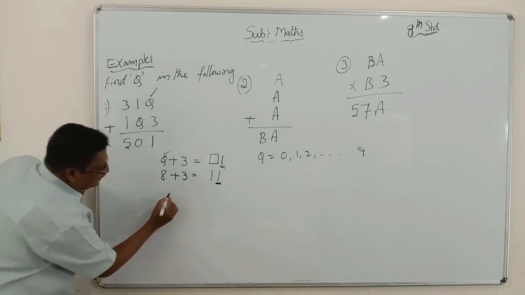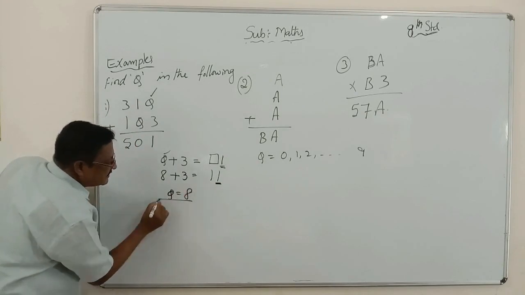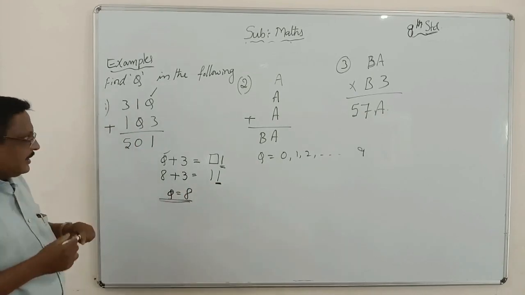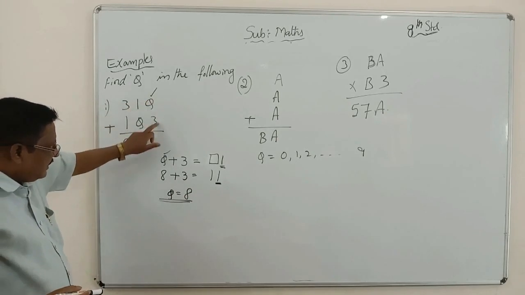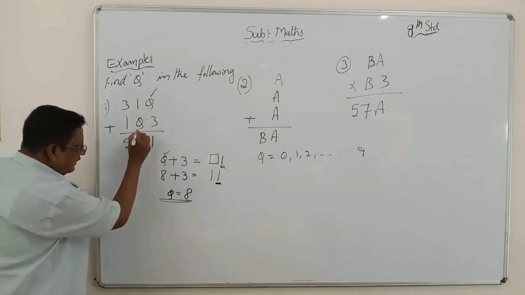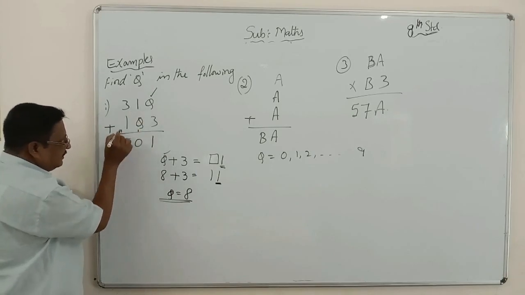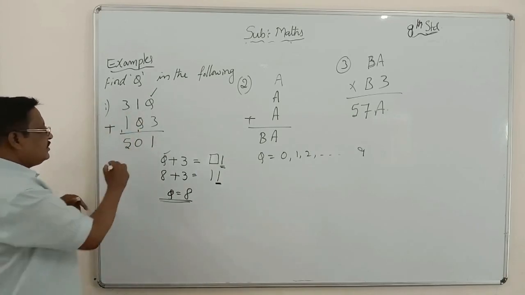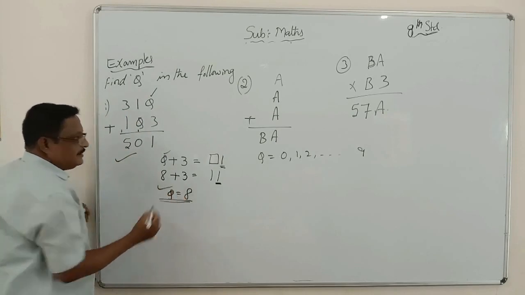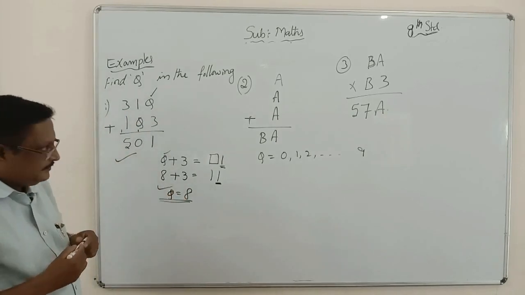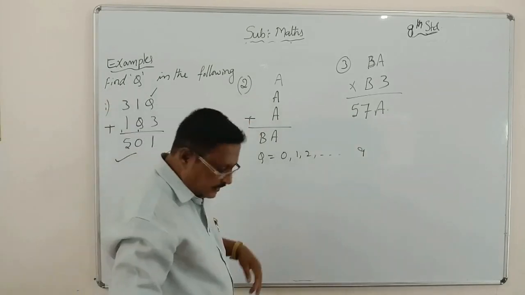Suppose q is equal to 8. You verify this one. Q is equal to 8. 8 plus 3, 11. 11 means here 1 carry. 8 plus 1, 9. 9 plus 1, 10. 0. Here 1. 3 plus 2, 5. This holds good. Q value is 8. This is the first one. Next, second one.